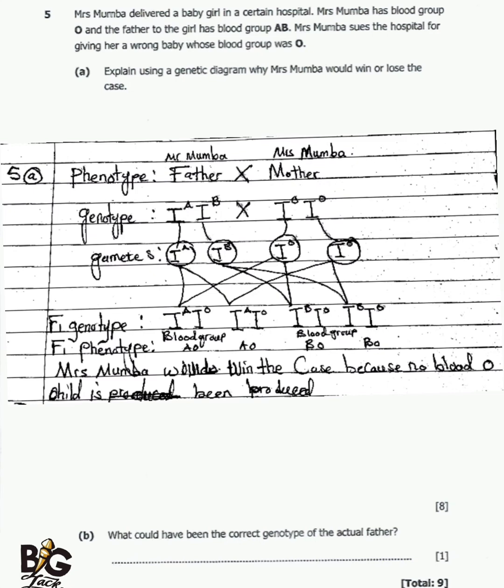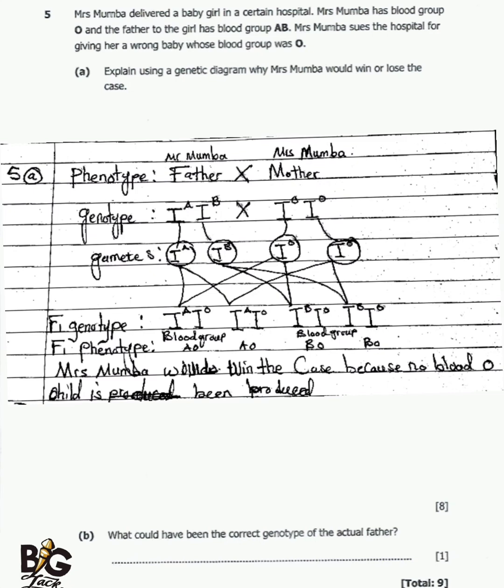So in this part here we are going to use now the letters. So in this case here I'm going to say blood group in words, blood group A, blood group B. Then at the end I'm going to say Mrs. Mumba will win the case. Okay. Then the next one, which is B.